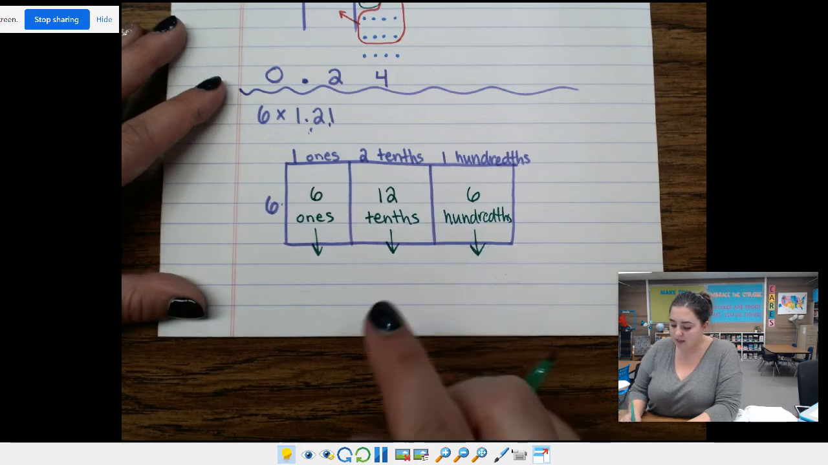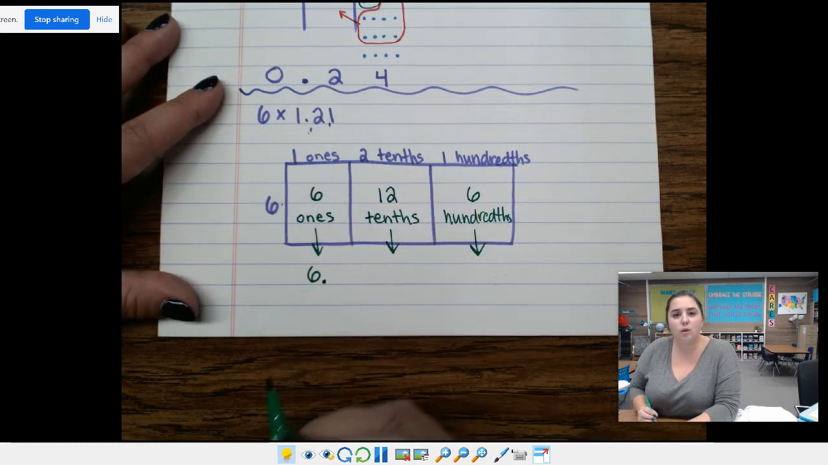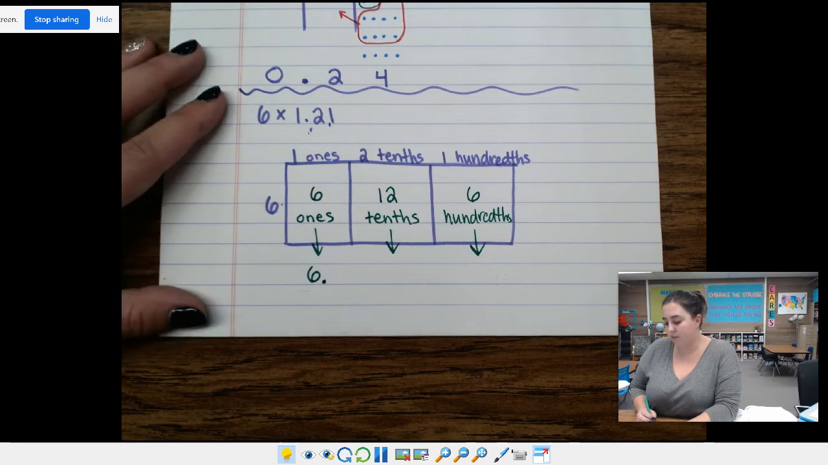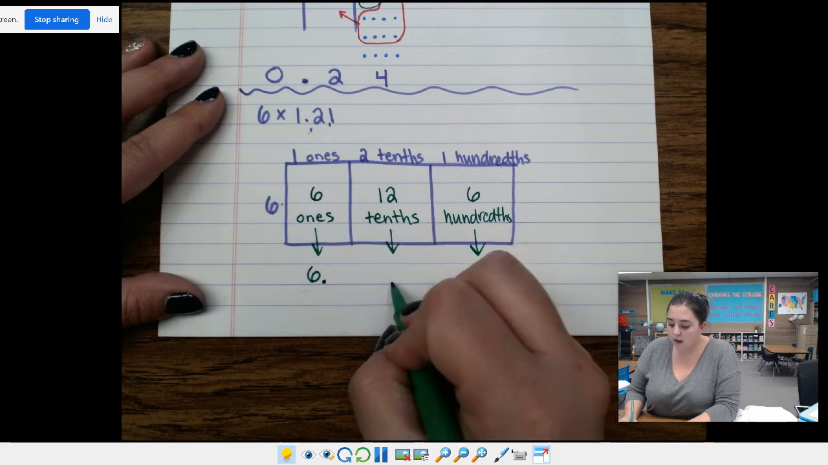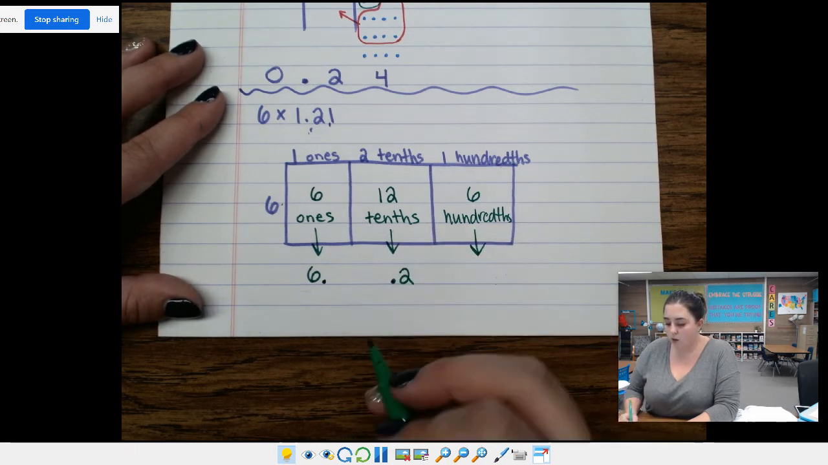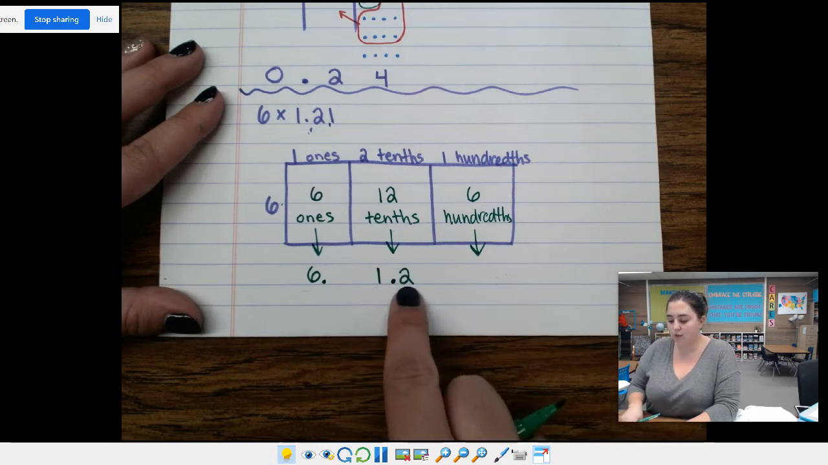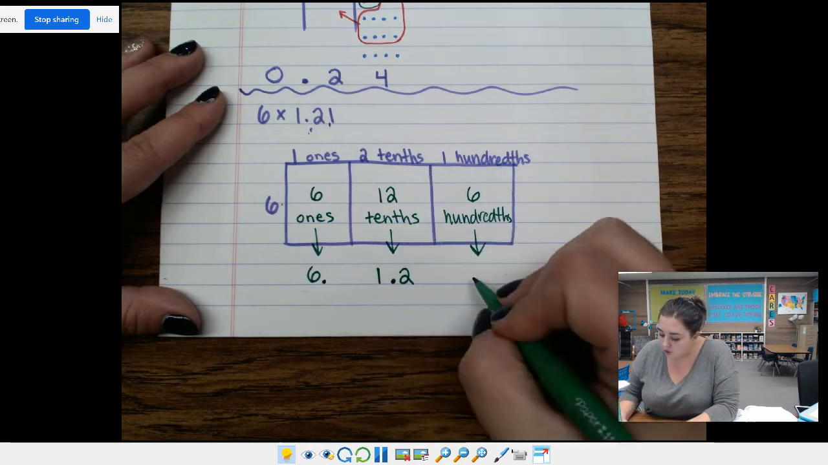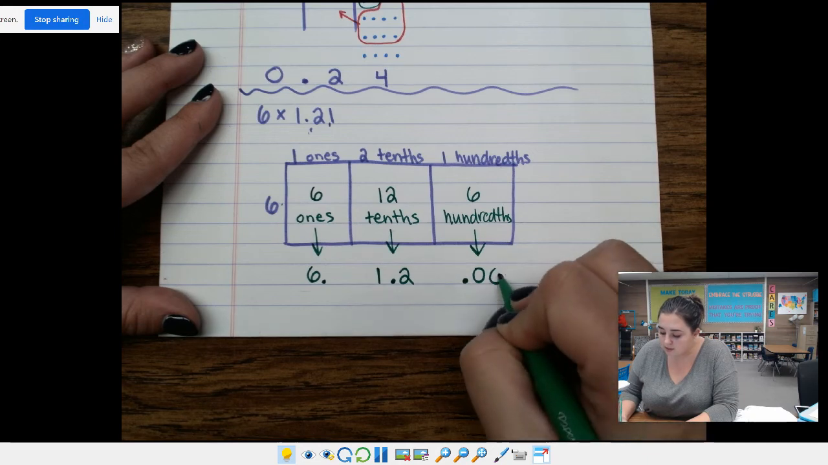Okay, let's check. 6 ones means I have a 6 in the ones place, which is right before the decimal. 12 tenths, I need my 2 to be in the tenths place, which means my 1 is in the ones place. This is 12 tenths. It ends in the tenths place. And 6 hundredths would be decimal, 0 tenths, 6 hundredths.